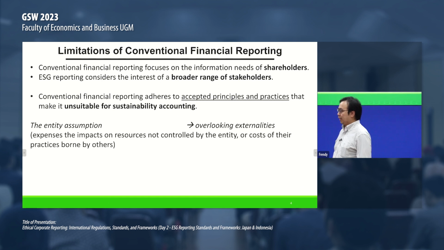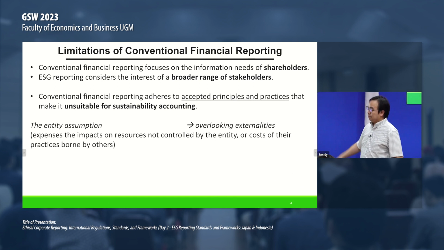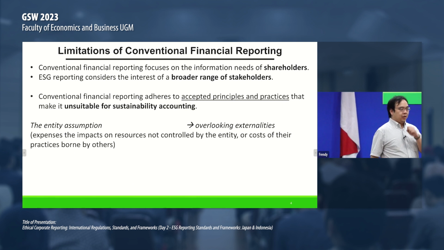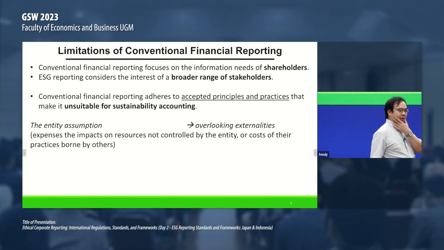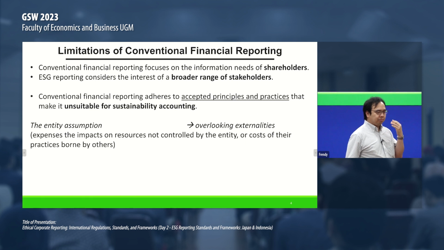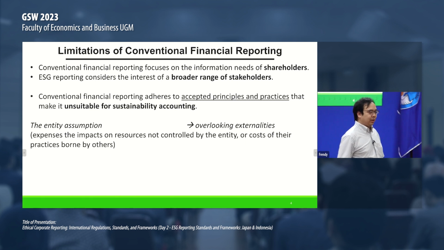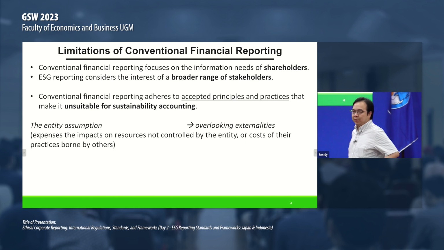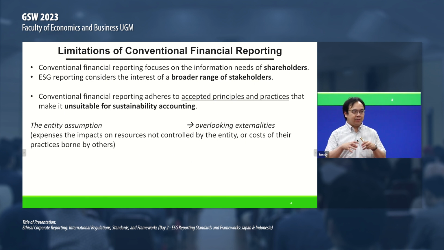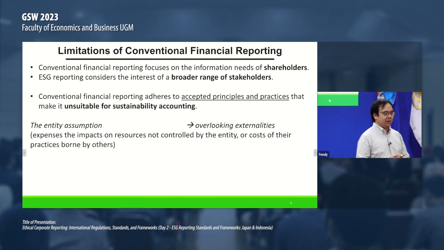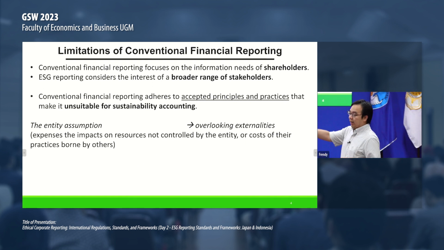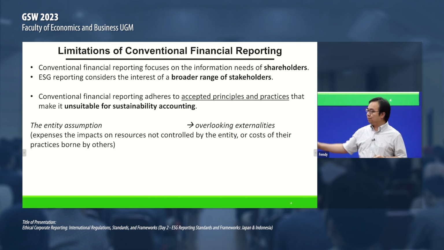First, entity assumptions and externalities. So that's the definition of externalities. Because the conventional accounting standards follow the principle of recognizing the entity that reports as the only relevant information that should be measured, any externalities are ignored. Okay?